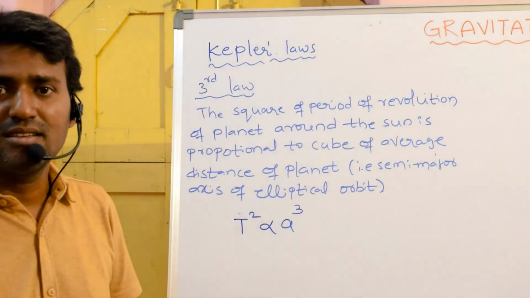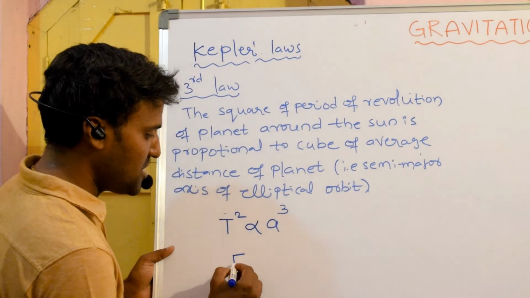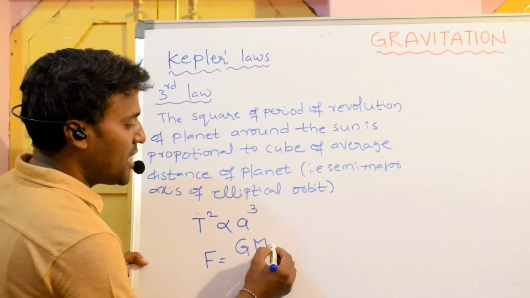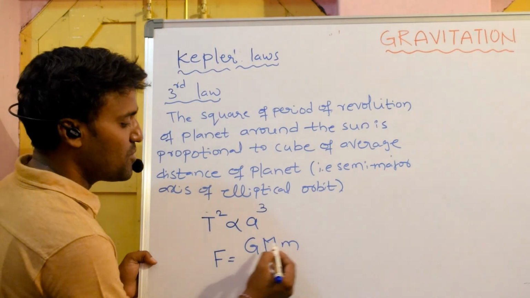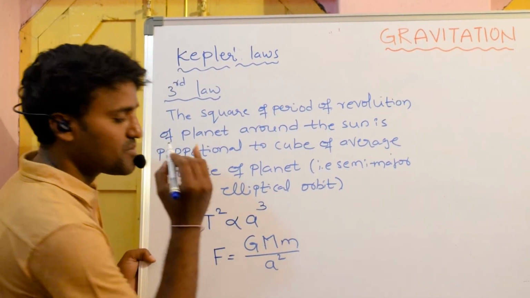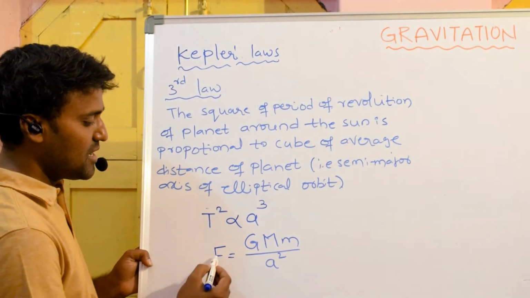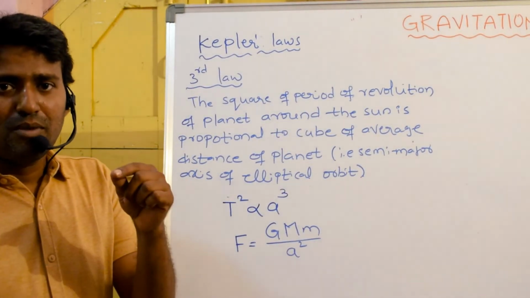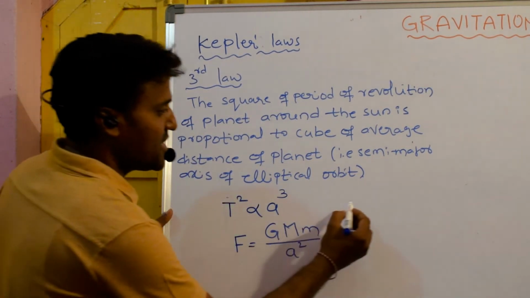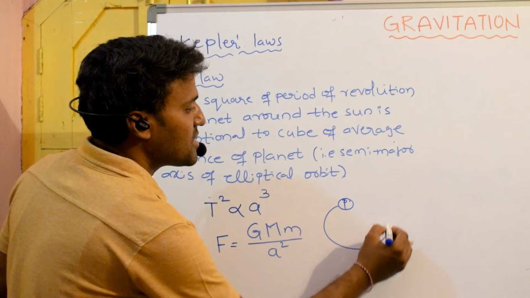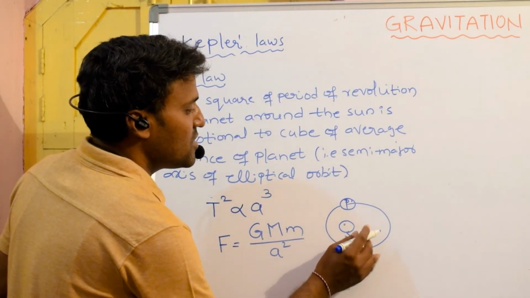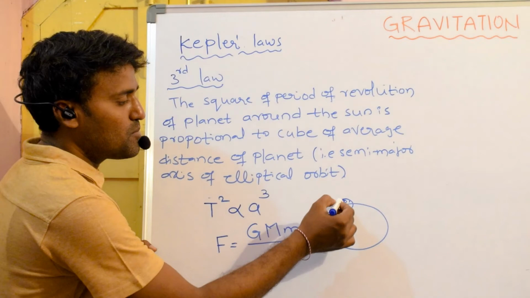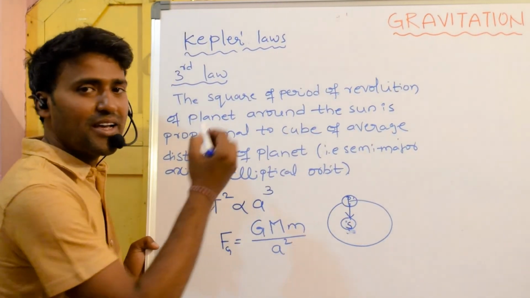This we can derive like this also. The gravitational force equation: F is equal to capital G, mass of the sun and mass of the planet, divided by A square, where A is the distance. Here the gravitational force is balanced by the centripetal force. When the planet is revolving around the sun, with the sun's position here, centripetal force is acting on the planet. This gravitational force is balanced by the centripetal force.